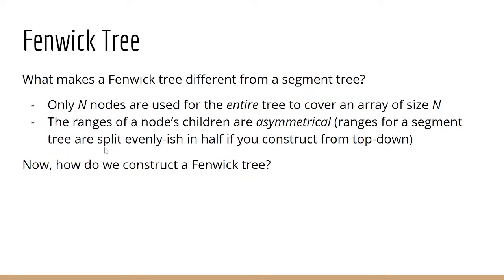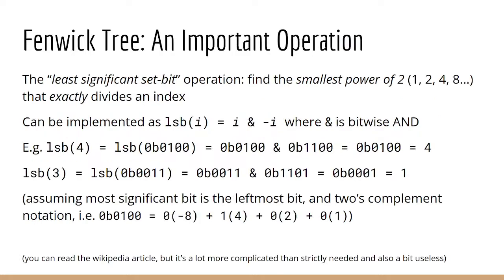So for a Fenwick tree, only n nodes are used for the entire tree to cover an array of size n, whereas for a segment tree you need 2n minus 1 nodes. Also for Fenwick, the ranges of its children are asymmetrical, so you cannot just flip it and get the same structure. So we'll now talk about how to construct it.